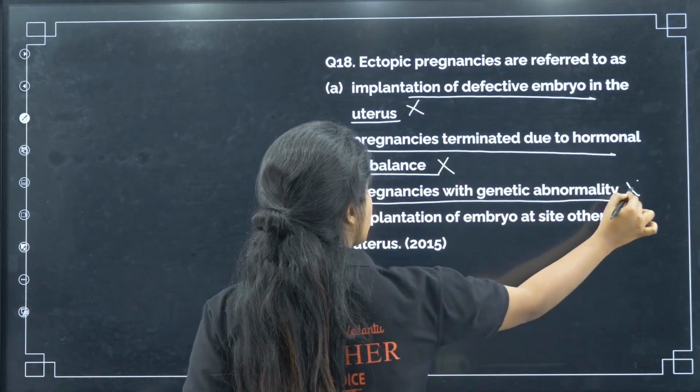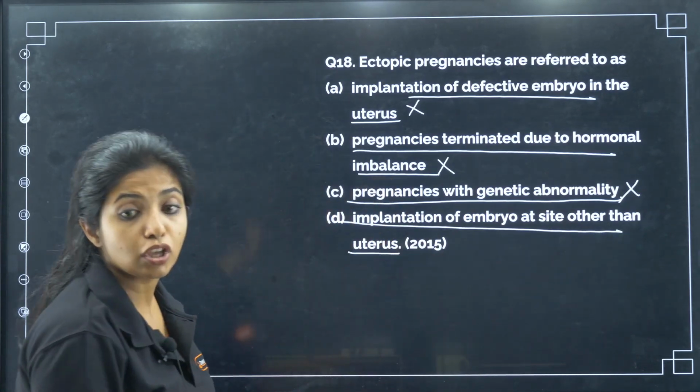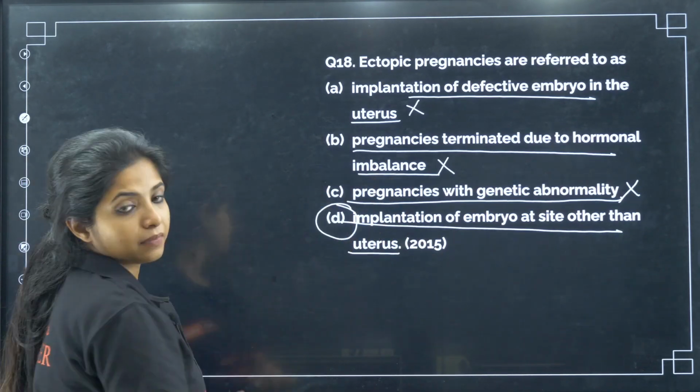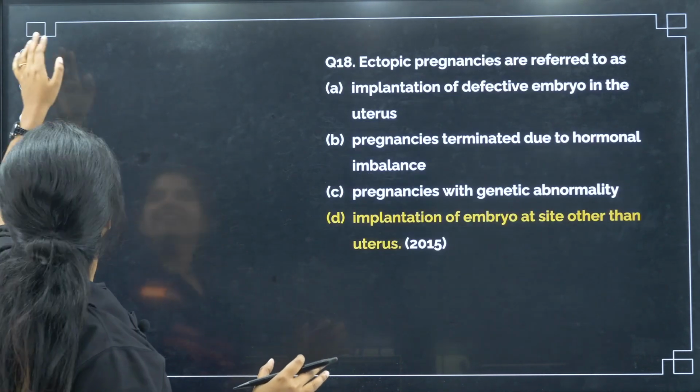Pregnancies with genetic abnormalities, no. Implantation of embryo at the site other than the uterus, yes. And that is really, really risky.